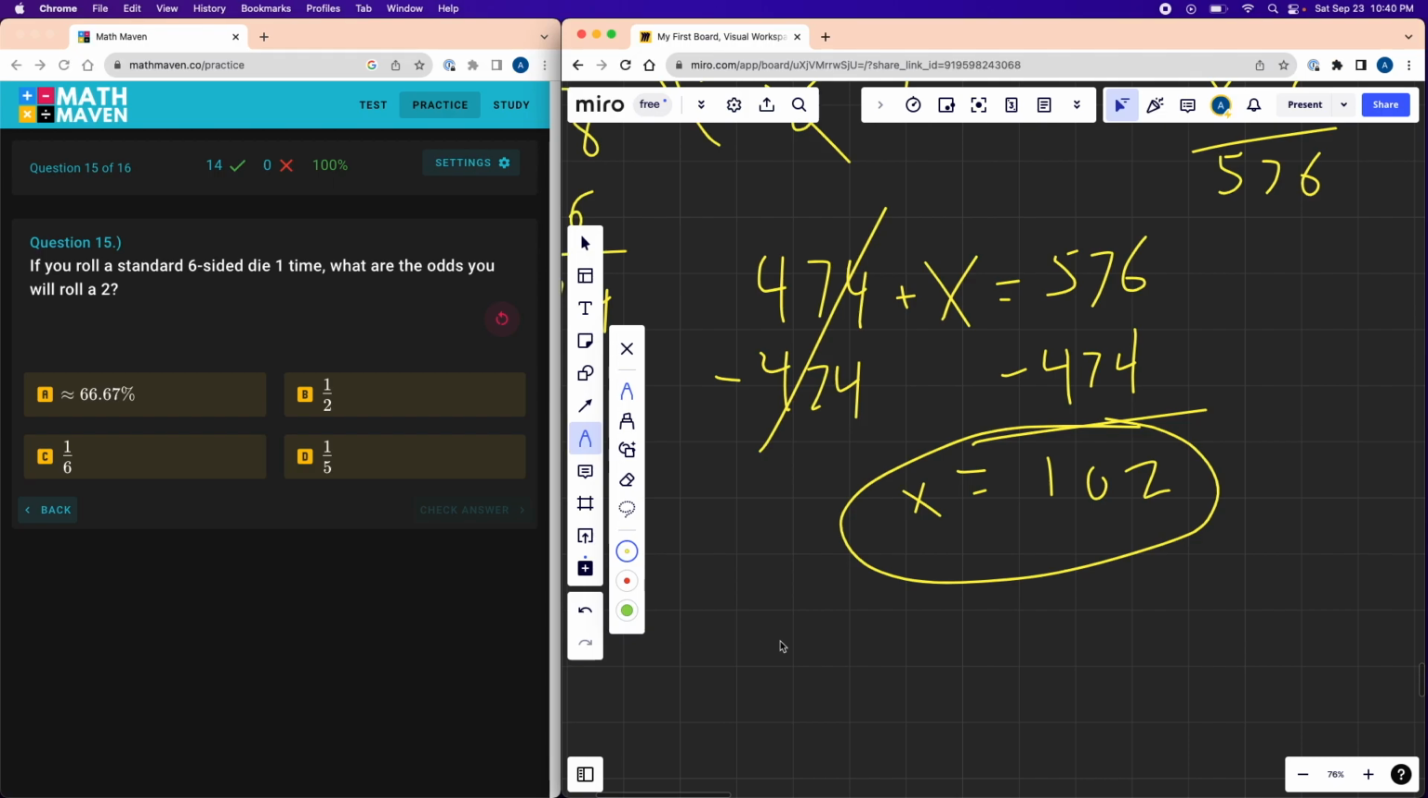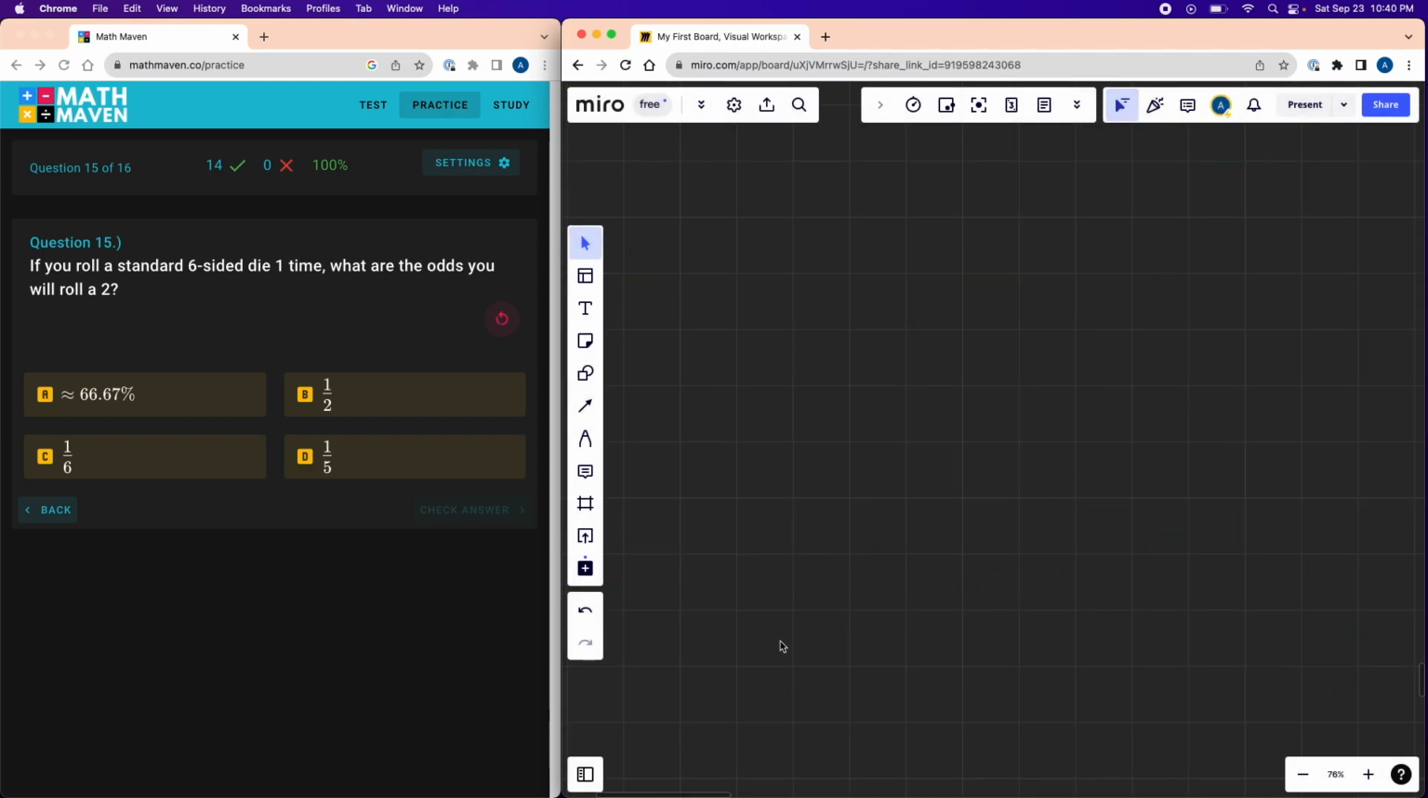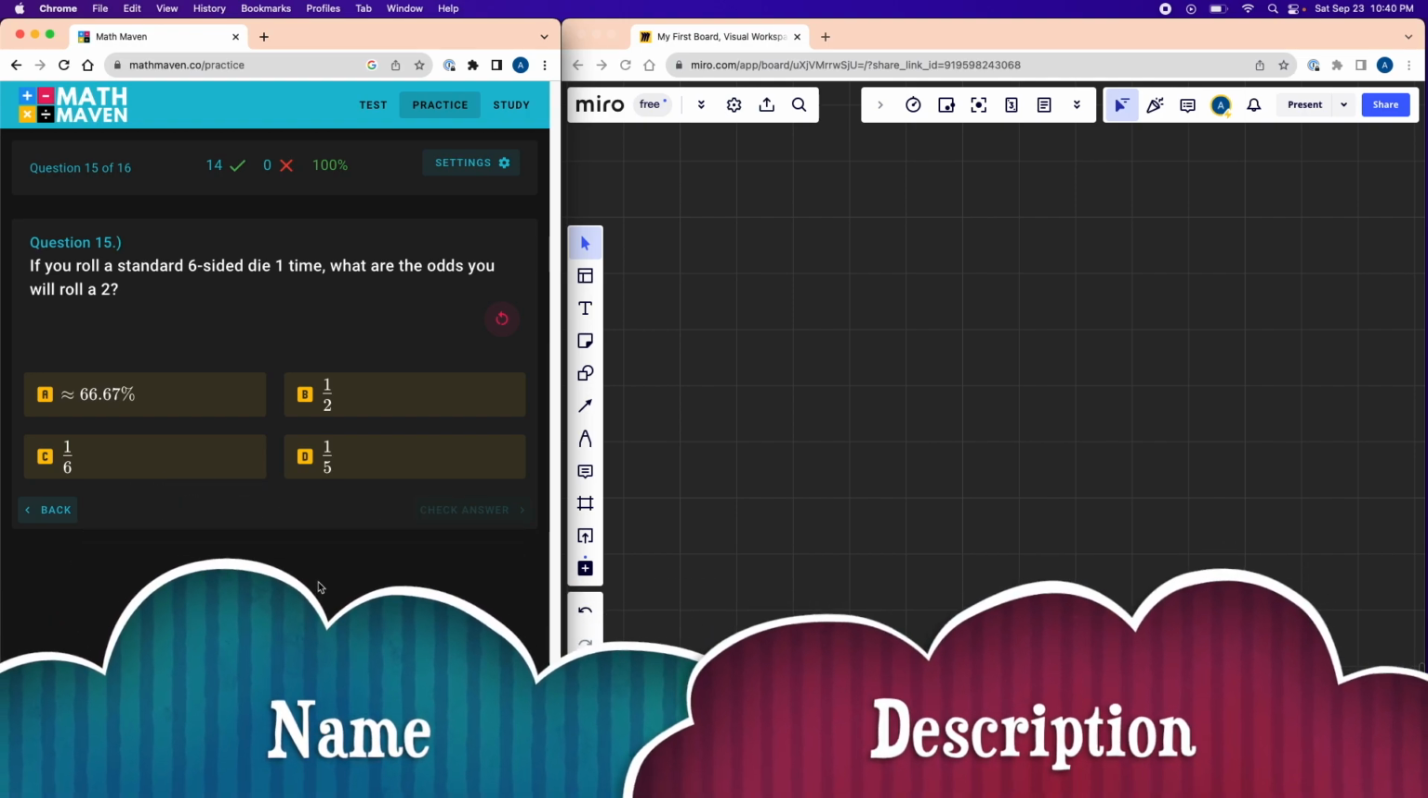All right, question number 15. If you roll a standard 6-sided die one time, what are the odds you will roll a 2? All right, so press pause and try this one out on your own.